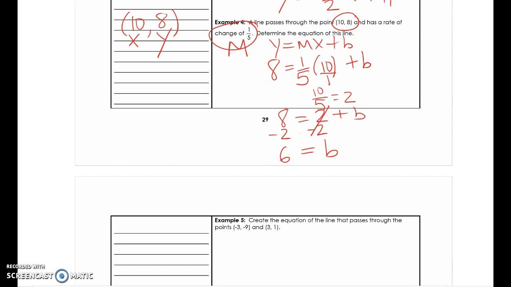Go back to the directions. Determine the equation of this line. I have not written the equation yet, but I have everything I need to write the equation. y equals 1/5 x plus 6 is the equation of the line.